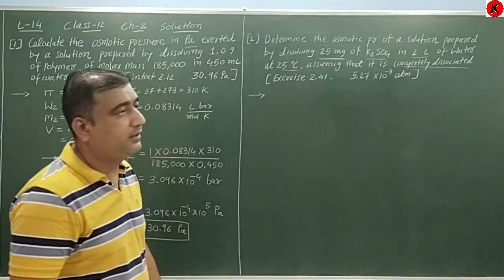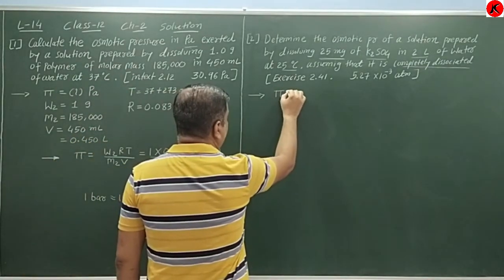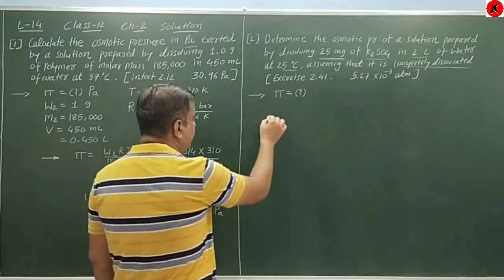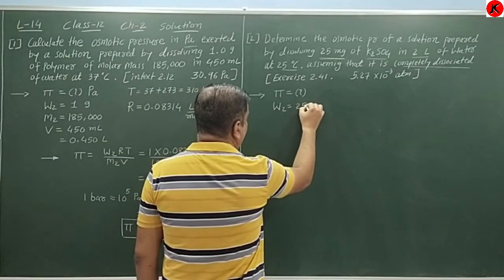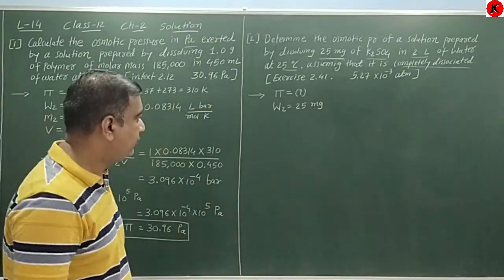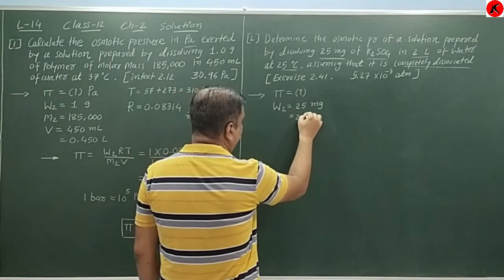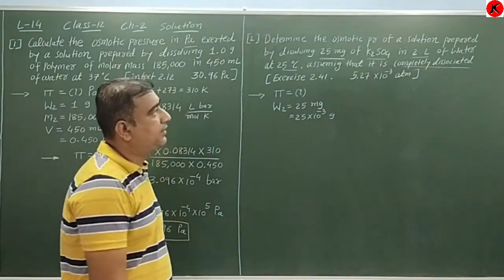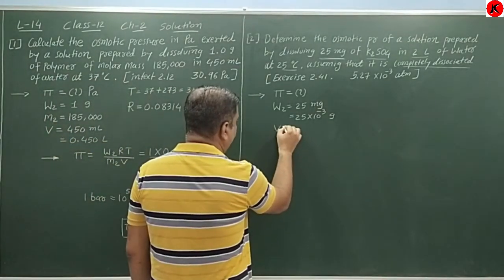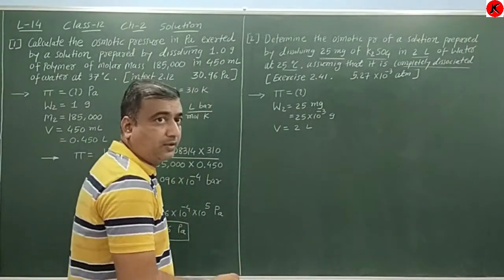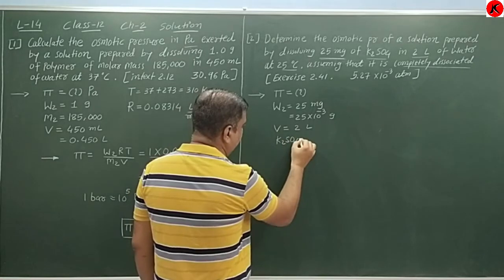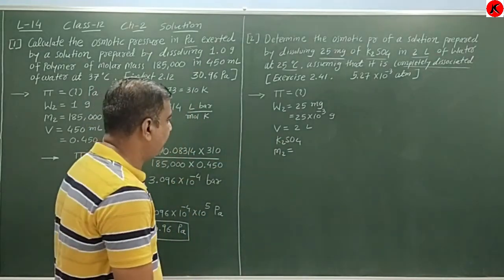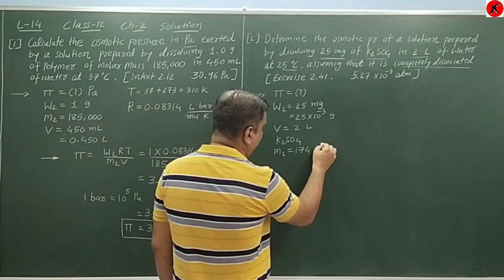Now we have to calculate the osmotic pressure. That means we have to calculate the pi. By dissolving 25 milligram, that means the mass of solute W2 is 25 milligram. Always use mass in gram. That means 25 into 10 power minus 3 gram. K2SO4 is given in 2 liter of water. That means the volume is given, 2 liter. Now the compound K2SO4 is given. So for K2SO4, the molar mass, using atomic masses of potassium, sulfur and oxygen, becomes 174 gram per mole.